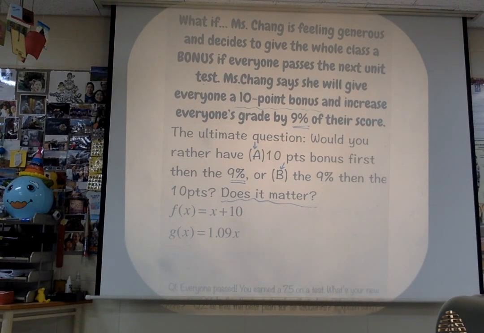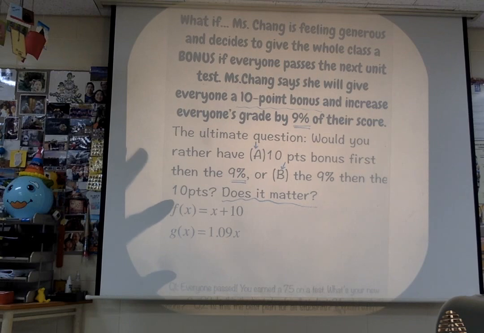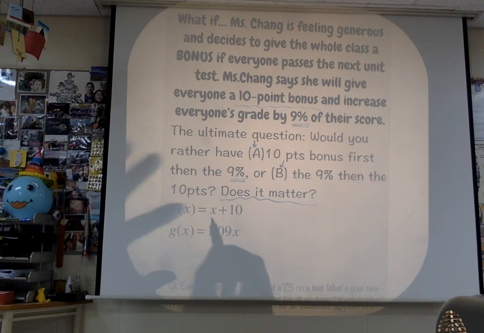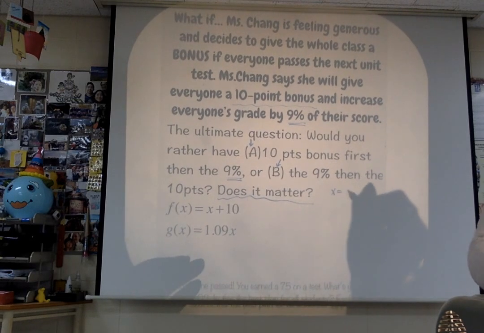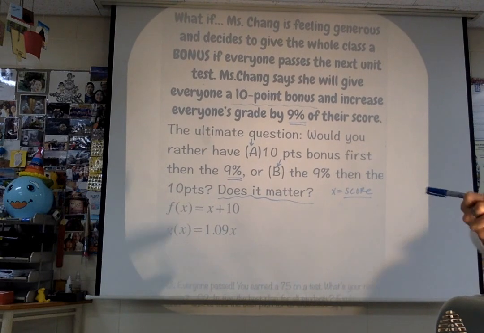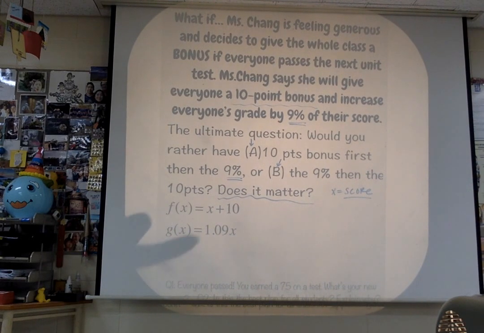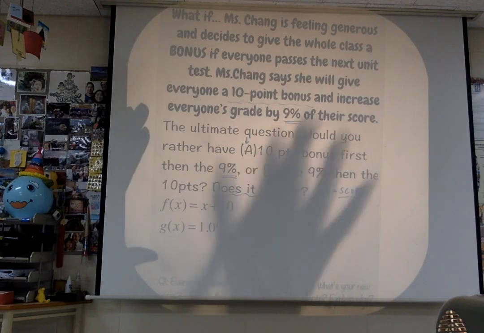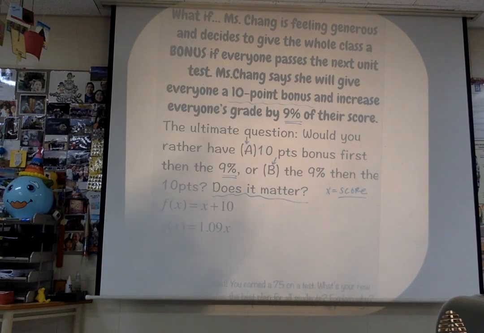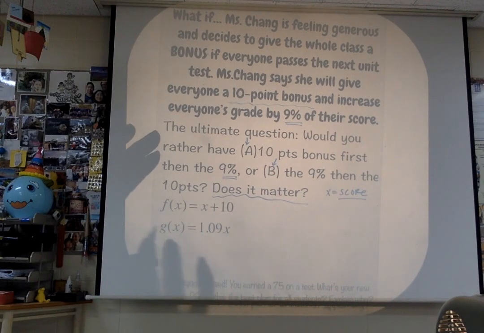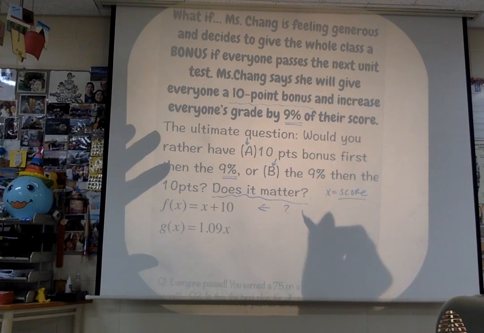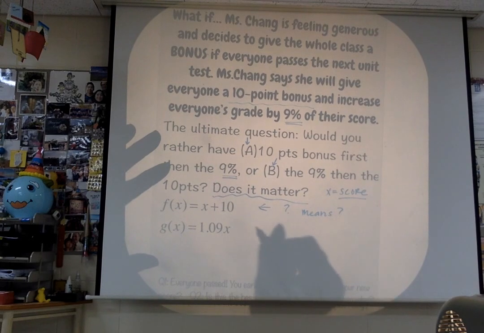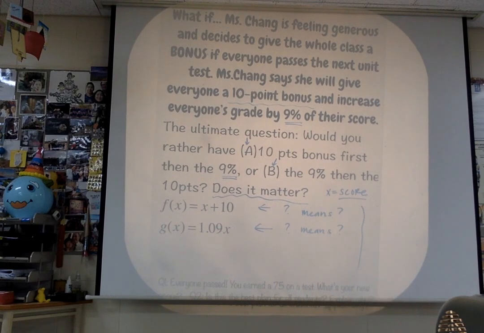Okay. So now f of x says that we're going to get 10 points first. So x, whatever your score is, so x is your score, okay? And we're going to add 10 points. And g of x is 1.09x. So all I want you guys to do is think about this situation, okay? Would you rather have A or B? And also, think about what these mean. What does it mean, okay? And this guy too means, okay? All right, think about it, and then we'll discuss it in class.